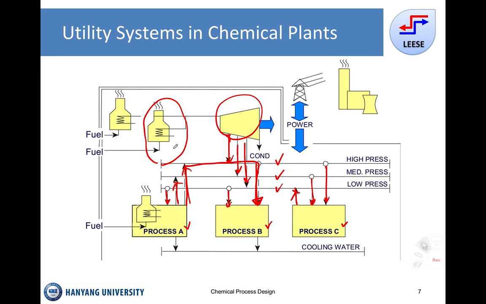So this is the centralized production of steam. Steam is produced in one big place through the boiler and distributed through the steam main. These horizontal lines are called the steam main, okay? Then the steam is distributed through this steam main and used in the process.